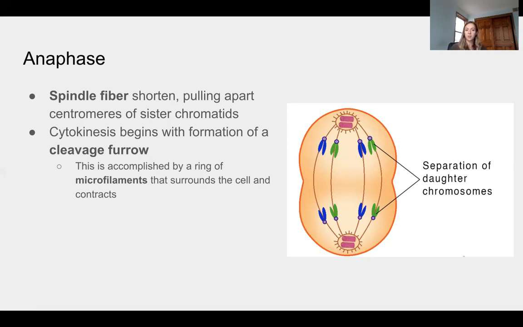So again, here's an important indication for our microfilaments. The microfilaments actually form a ring around the cell and they start shortening. So again, we have the importance of the dynamic ability of microfilaments to either lengthen or shorten as the cell needs to perform their function. While they're shortening, they're starting to pinch off that cell membrane to create those two distinct daughter cells.